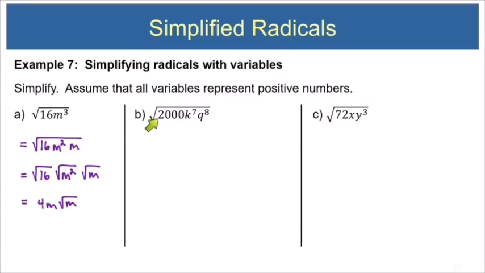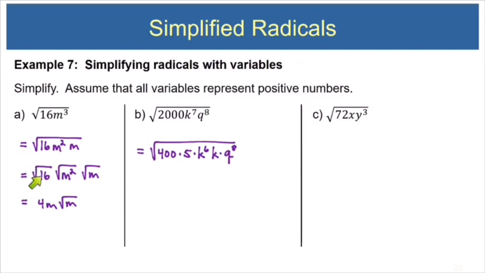Here we have square root of 2000 k to the 7th q to the 8th. So in this case, I'll need to break down the 2000 as well as the odd power of k. Now you might think about 2000 as 2 times 1,000 or even 20 times 100, but I chose to think about 2000 as 400 times 5 because 400 is a perfect square. 400 is 20 times 20. Okay, now k to the 7th is an odd power, so I need to split that into k to the 6th times k. And then, of course, q to the 8th is an even power, so it doesn't need to be split up at all.